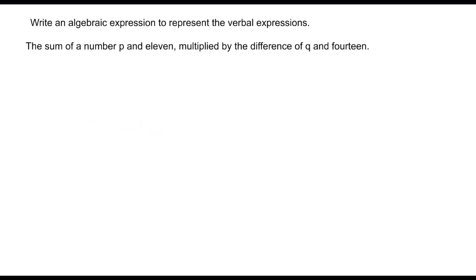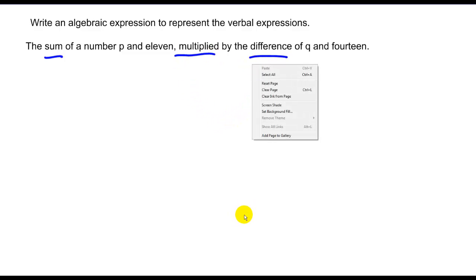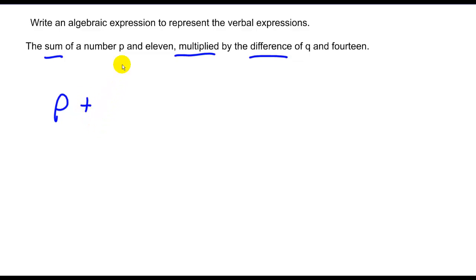In this next example, I take the sum of, which is a key word, multiplied, there's another key word, difference is another key word. So we're taking the sum of a number p, so it's p plus 11, and we're going to take that sum and multiply it by the difference of q, that's the first term, and 14 is the second term.